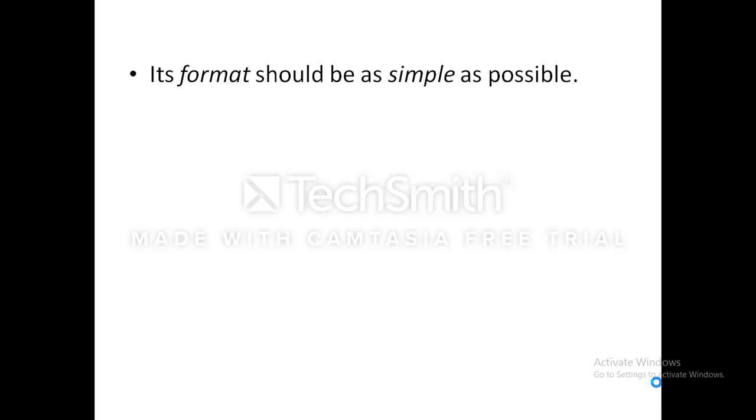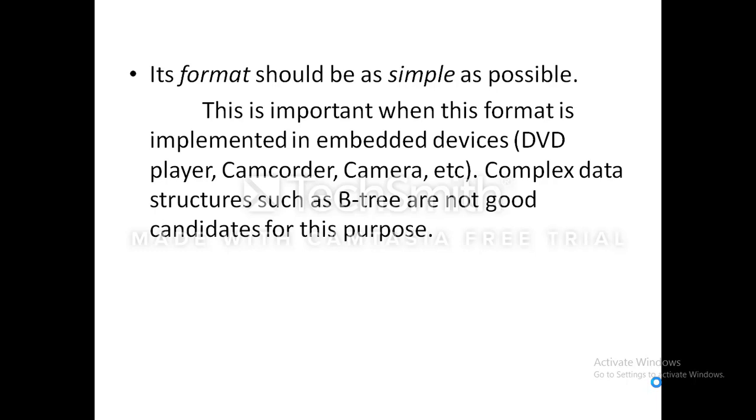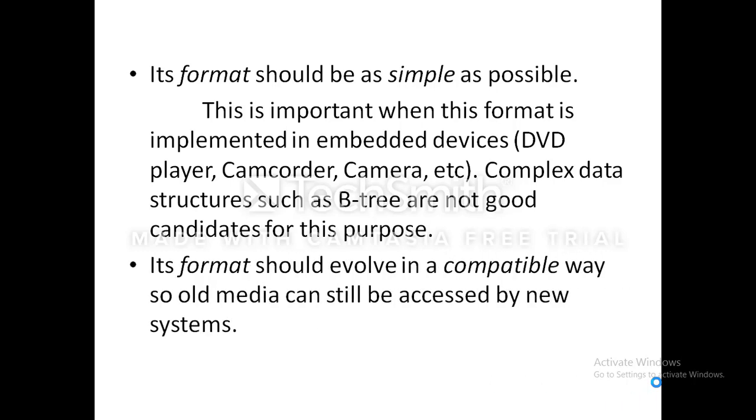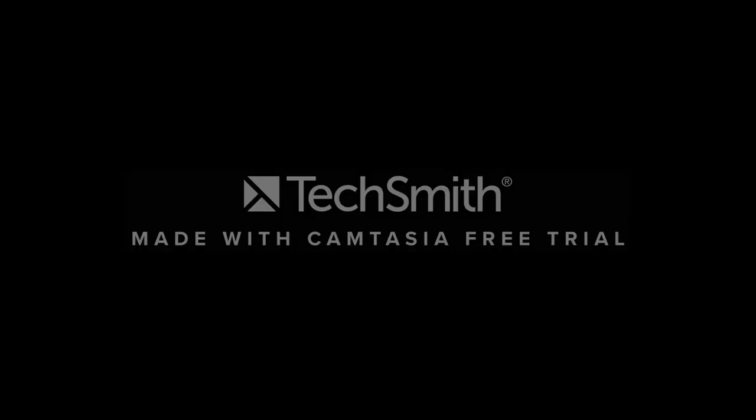Next, its format should be as simple as possible. This is important when this format is implemented in embedded devices like DVD player, camcorder, camera, etc. Complex data structures such as B-tree are not good candidates for this purpose. Next, its format should evolve in a compatible way, so old media can still be accessed by new systems.